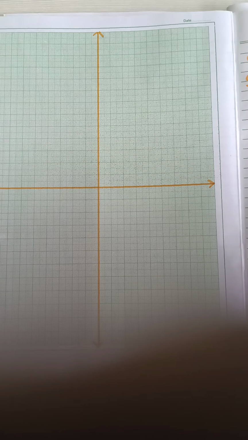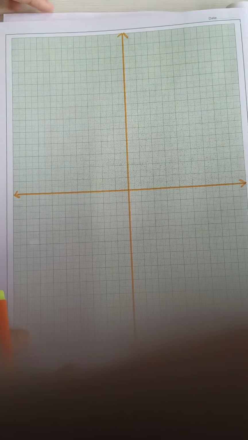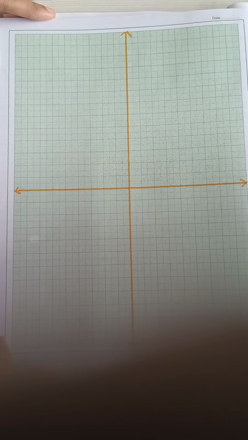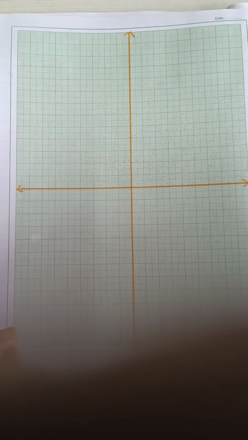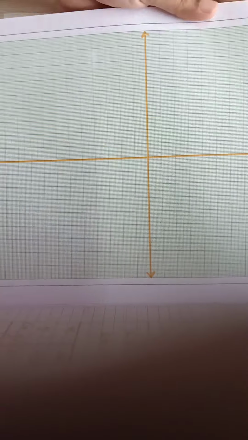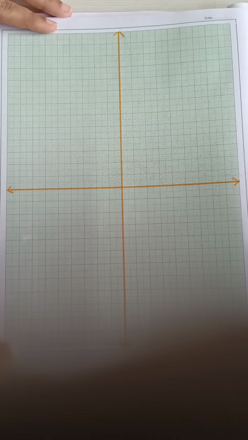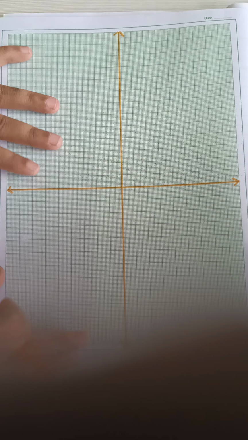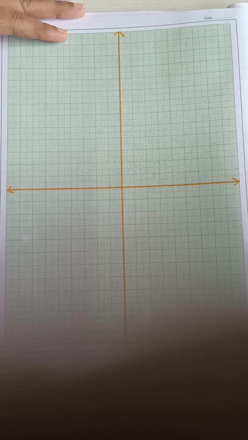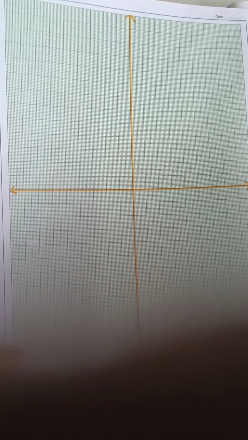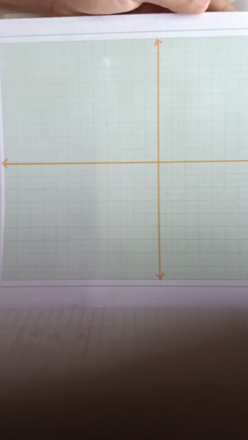You can use the graph paper like this in standing way, or you can use it like this in sleeping way. Preferably in your graph books, you have to do graph in standing way. But since I have to adjust the paper according to the camera, I am keeping the graph paper in sleeping format so that it is visible for you all. When you are doing it in your graph book, you do it in the standing way.